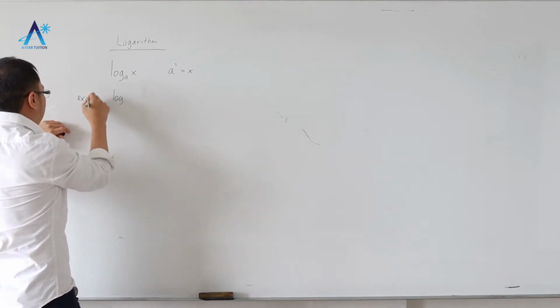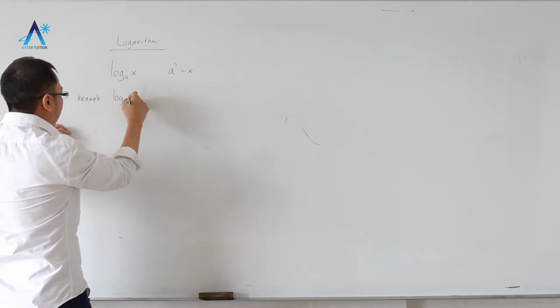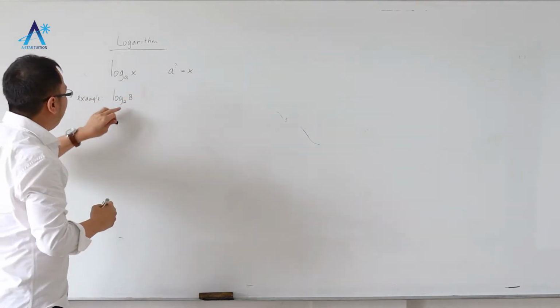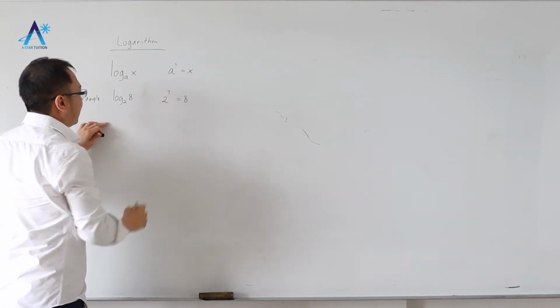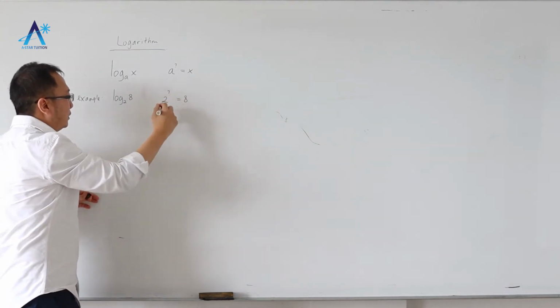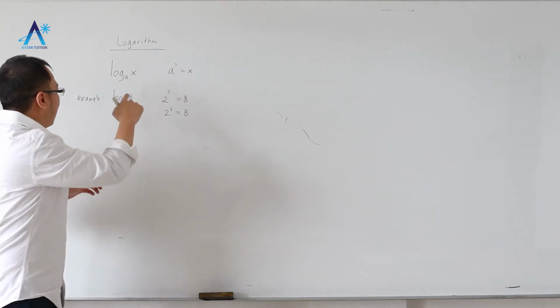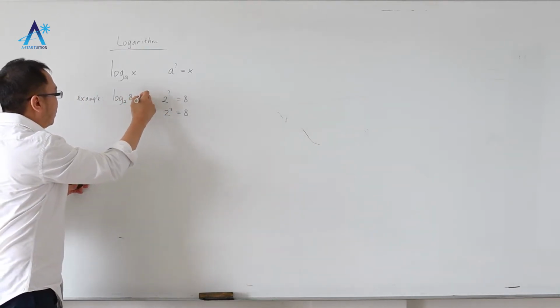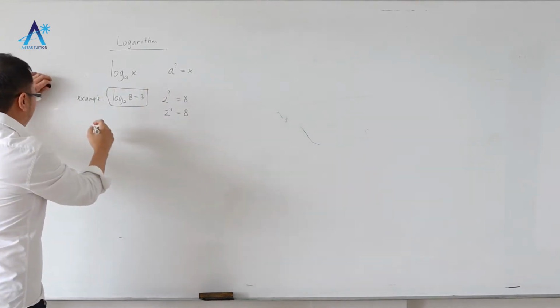Example, log base 2 of 8 simply means 2 to the power of something is equal to 8. And we all know that this power has to be equal to 3. And therefore, log base 2 of 8 is equal to 3.